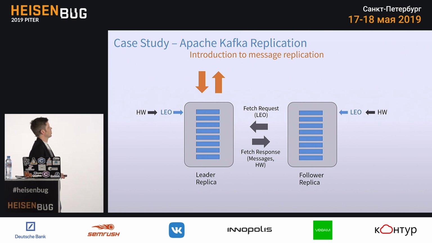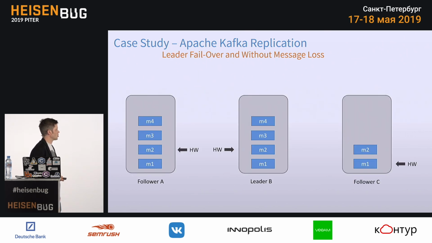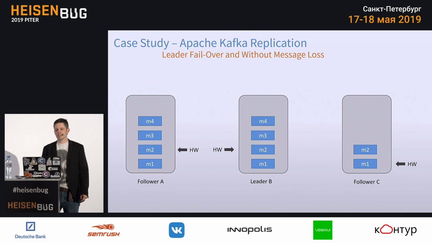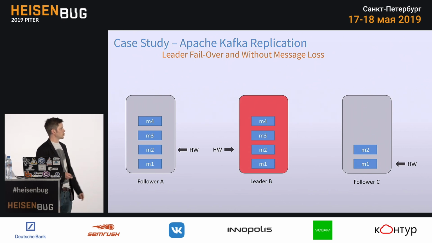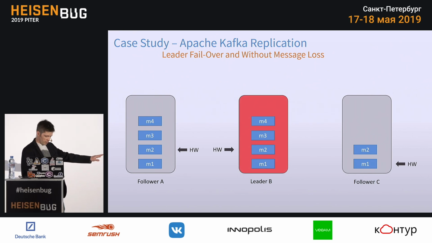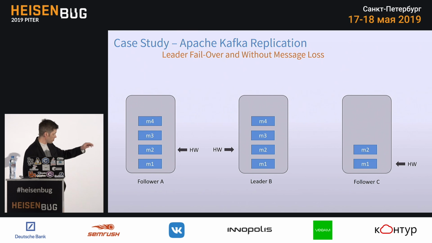So, what happens when a leader dies? When a leader dies, a follower takes over. In this situation, if I go back one actually, we have 4 messages on the leader.